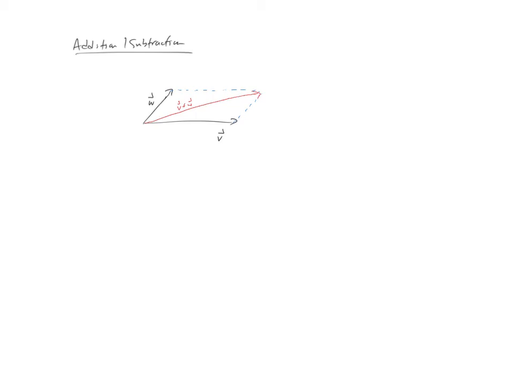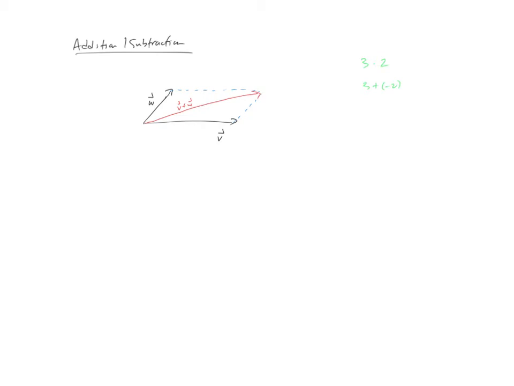Now addition and subtraction work hand in hand because, as you know, 3 minus 2 is the same thing as 3 plus a negative 2. So now, in order to show you this, I'm going to use a negative v vector.